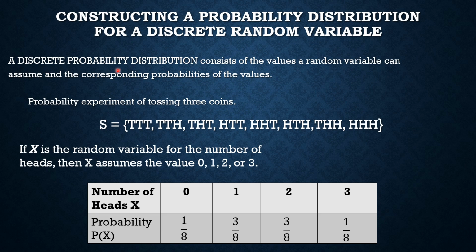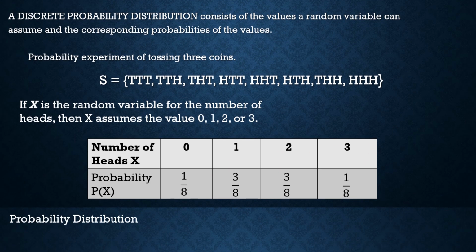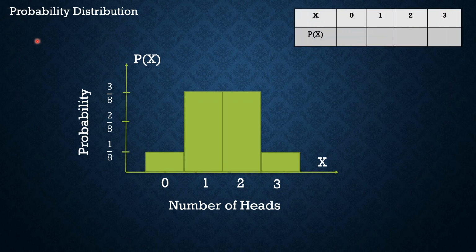Thus, our discrete probability distribution for an experiment of tossing 3 coins is given by this table. The probability distribution can also be represented by a graph, where the x-axis consists of the number of heads or the values of the random variable. We have 0, 1, 2, or 3. And then the y-axis consists of all the probabilities of each value of our random variable.